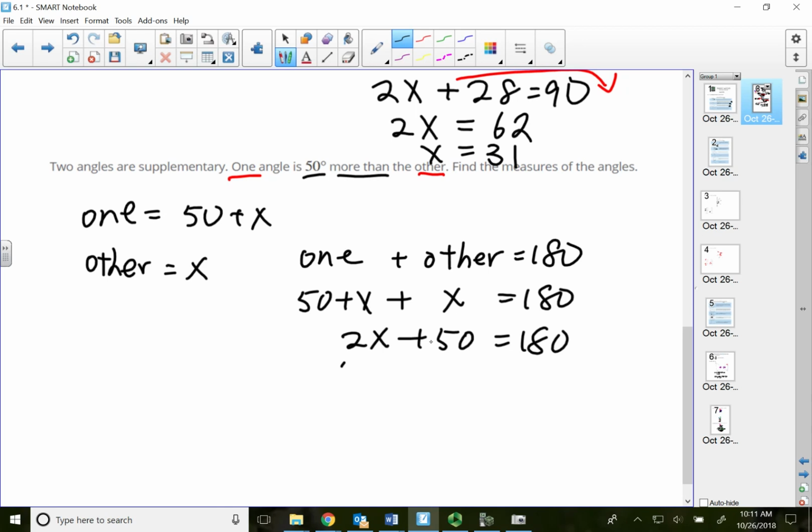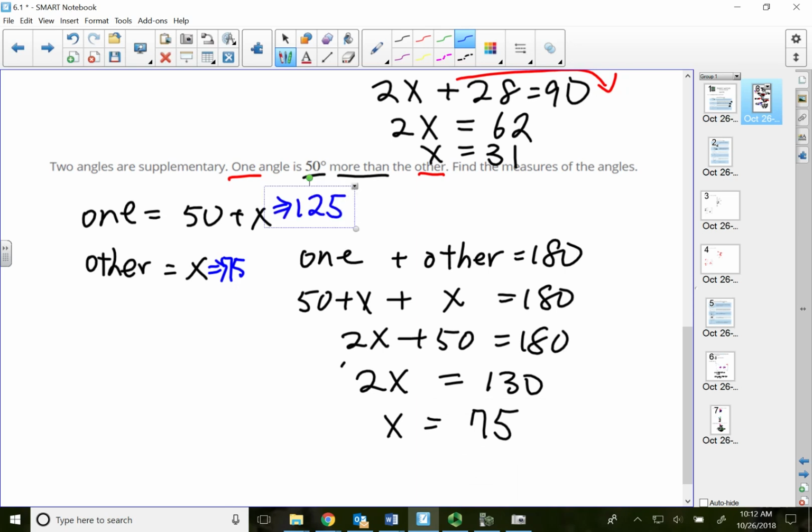Combine like terms. Move the 50 over, that will be 2x equal to 130. Divide both sides by 2, my answer, x equals 75. So that means the other angle is 75 degrees. So 50 plus 75 is 125 degrees. Oh, no, 65.